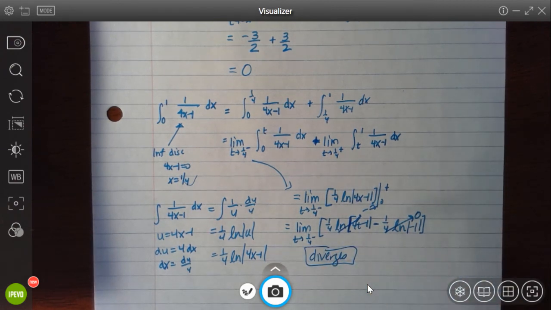So in your examples today, you may need to break apart your integral into two separate limits, and evaluate them to see if you can find your final solution.